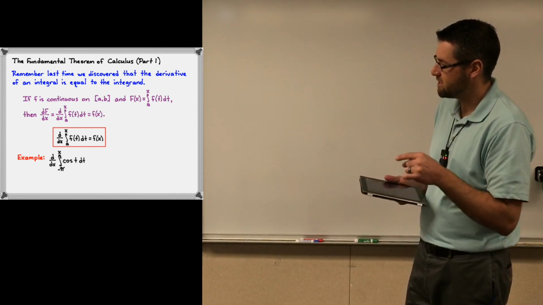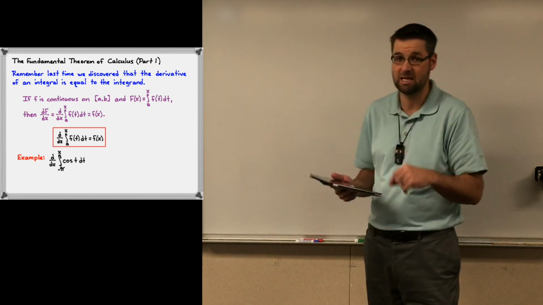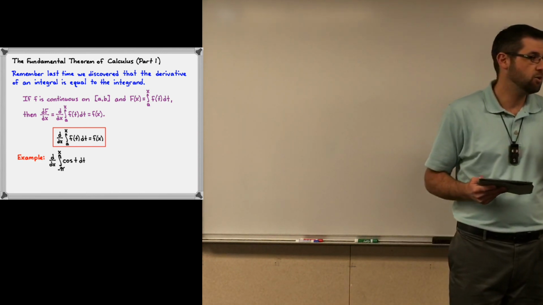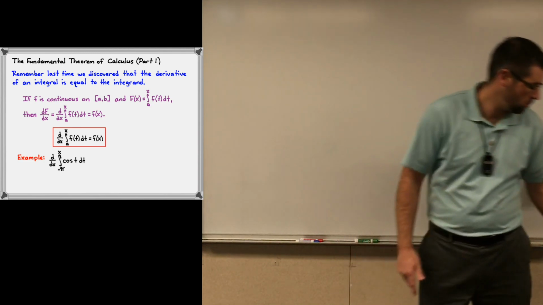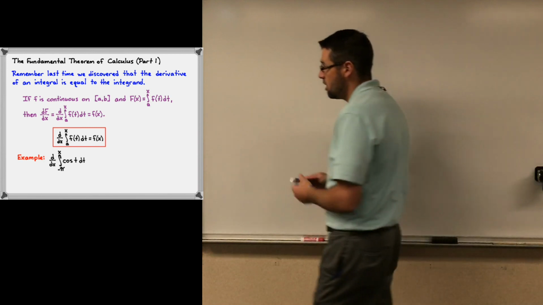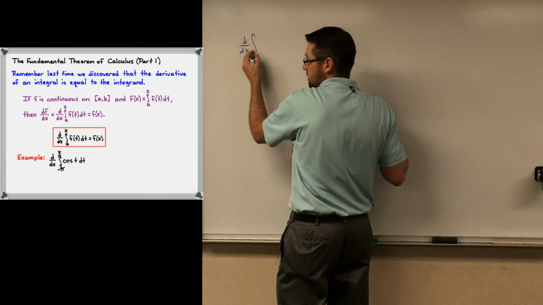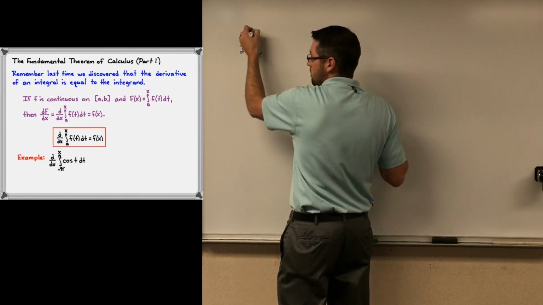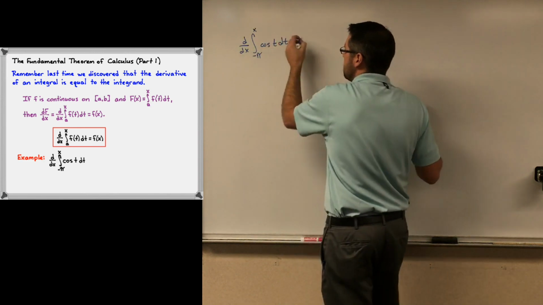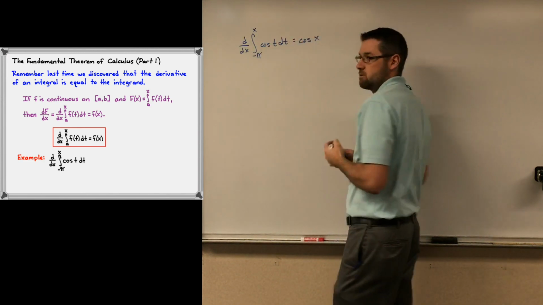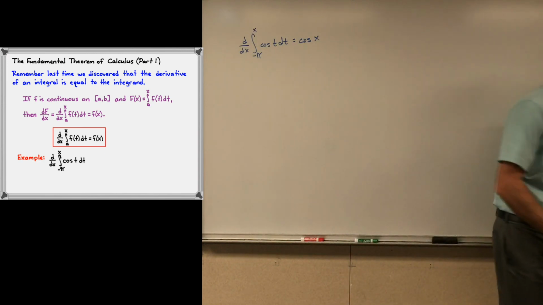The derivative with respect to x of the integral from negative pi to x of cosine t dt. What would you say the answer is based on that box statement there? And we'll show why it's true. d dx of the integral from negative pi to x of cosine of t dt, you would say is just simply cosine of x, right? I'm going to show you why that's true. Let's do it step by step.